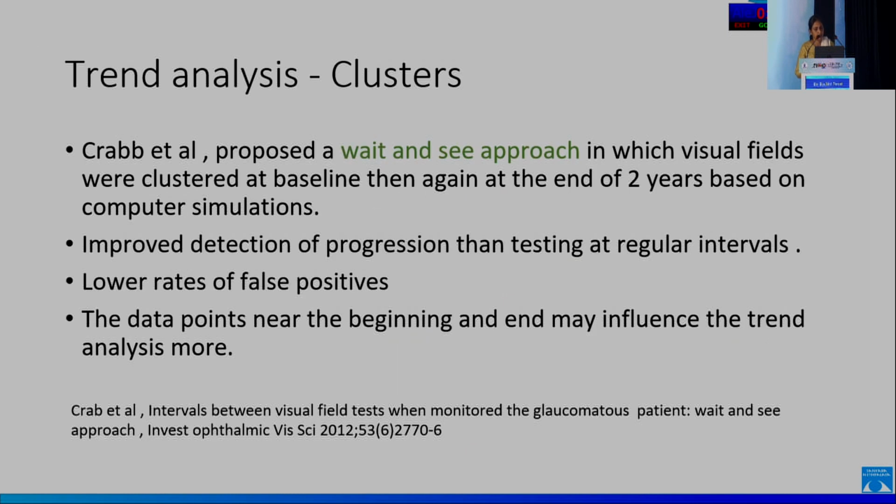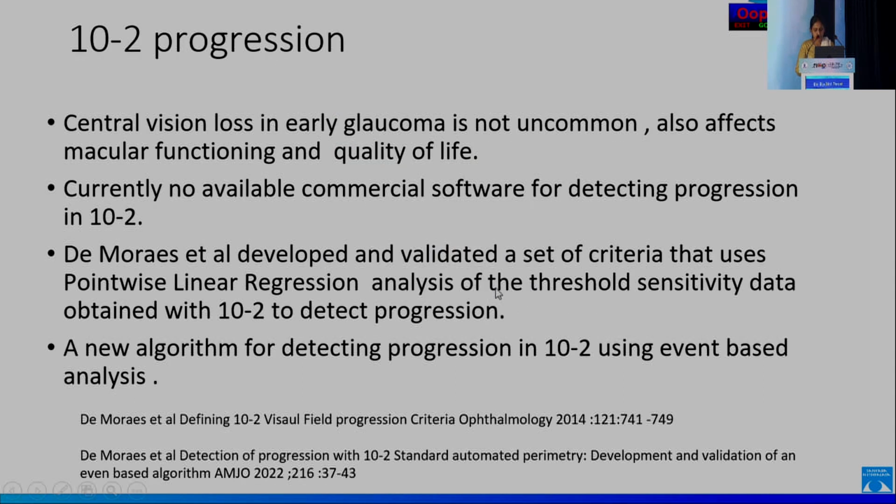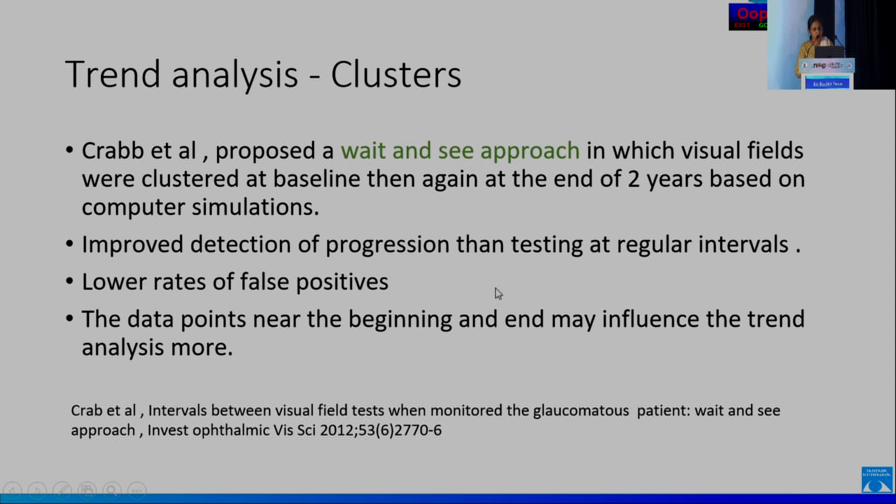So another way of assessing progression would be to do trend analysis by using clusters. Crabb et al. proposed a wait-and-see approach in which visual fields were clustered at baseline, then again at the end of 2 years, based on computer simulations. It improved detection of progression compared to testing at regular intervals, and it also reduced the false positive rates. The logic behind it is that the data near the beginning and the end may influence a trend analysis more than doing it at regular intervals.